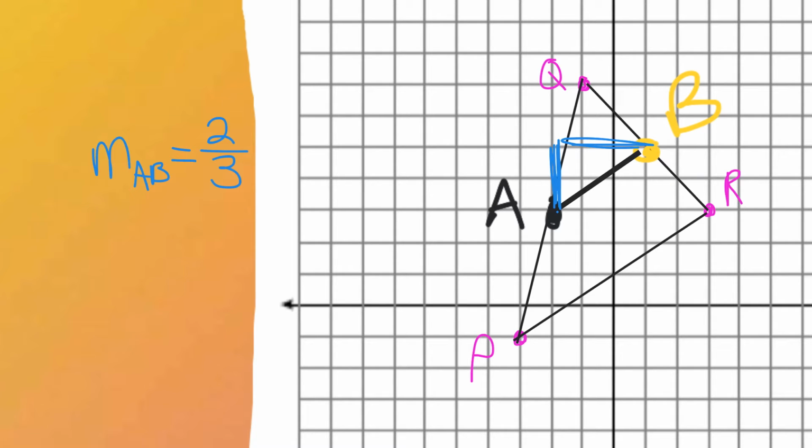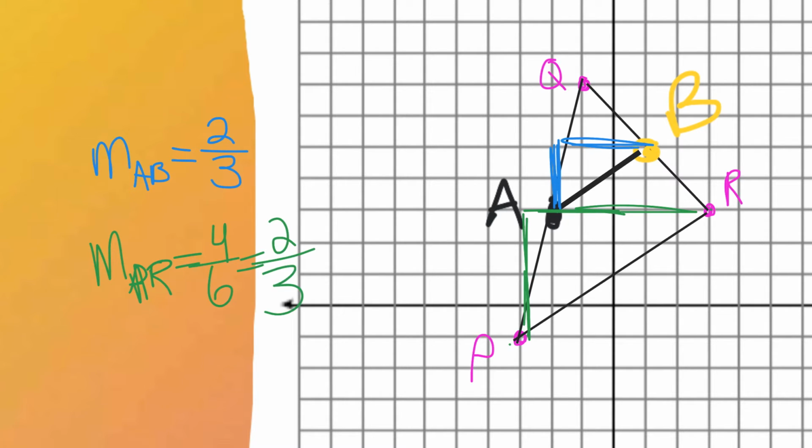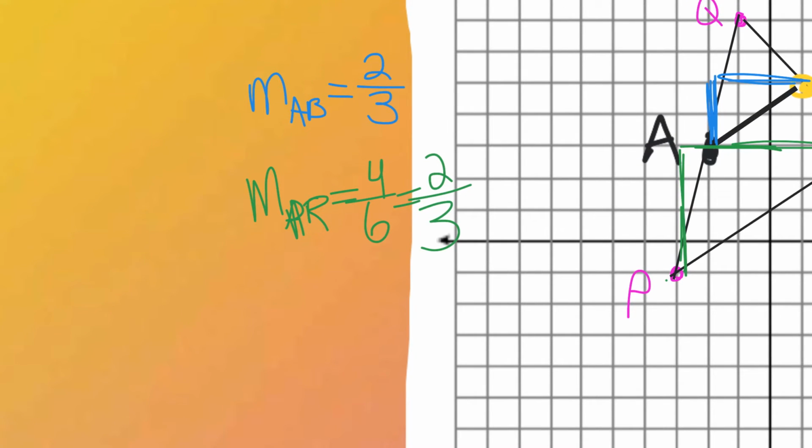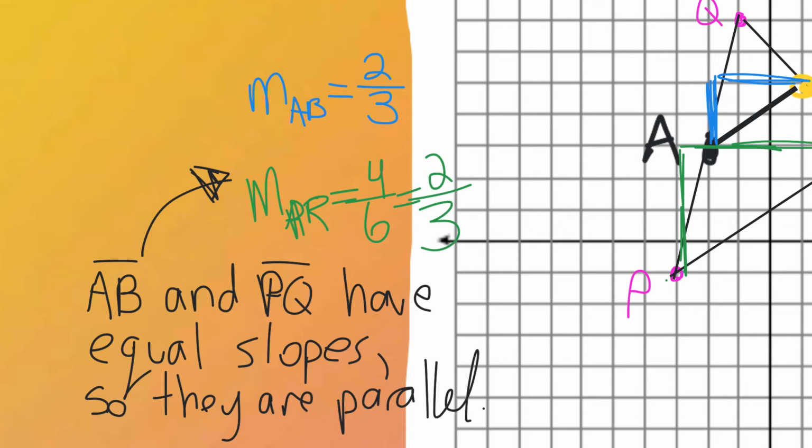Now for our slope from P to R, it has a rise of 4 and a run of 6, so it'd be 4/6. Oh, sorry, not AB, this is PR, is 4/6. And of course, 4/6 is exactly the same as 2/3. So they do, in fact, have the same slope. So for a quick explanation, we could just write down that AB and PR have equal slopes, therefore they are parallel.